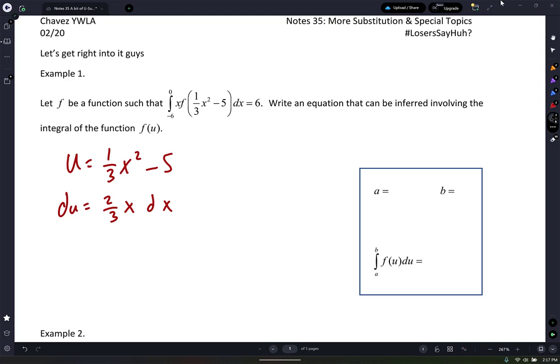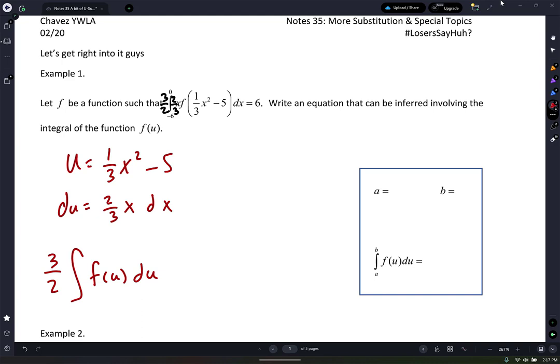I don't see a 2 thirds in the expression, so I put a 2 thirds in there. If I put a 2 thirds in there, what do I put on the outside? Oh, yeah. I don't know why I wrote 1 third there. 3 over 2. So now I have 3 over 2, and I'm going to have new limits in a little bit, and I have f of u du.